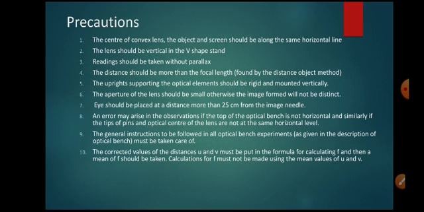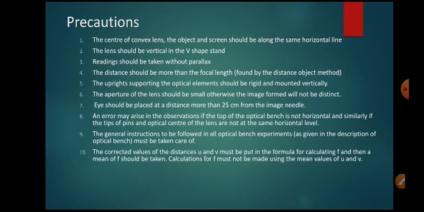The corrected values of the distances u and v must be put in the formula for calculating f, and then the mean value of f should be taken. You have to note down the correct u and v values in tabular form, and substitute those values correctly and calculate to get the f value. The f value must not be found using the mean values of u and v.